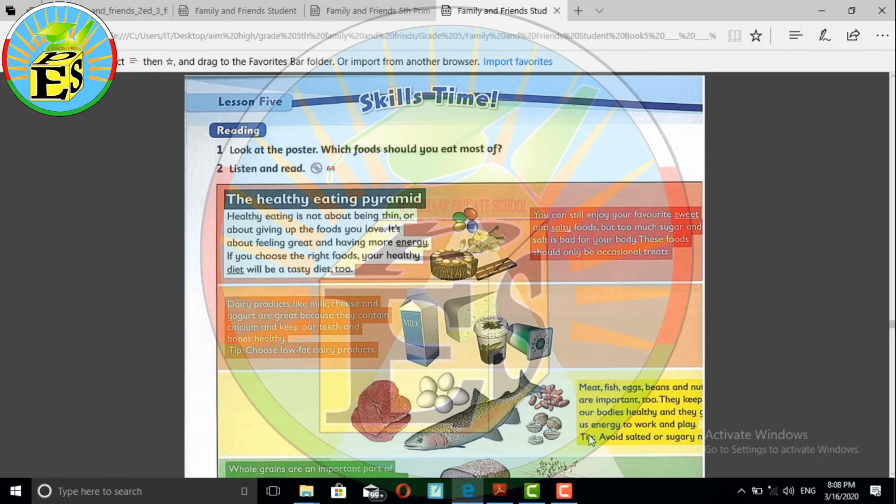Tip, advice: avoid salted or sugary nuts. Don't eat too salty or sweet food. Here, avoid means be away. Don't take salted or sugary nuts.